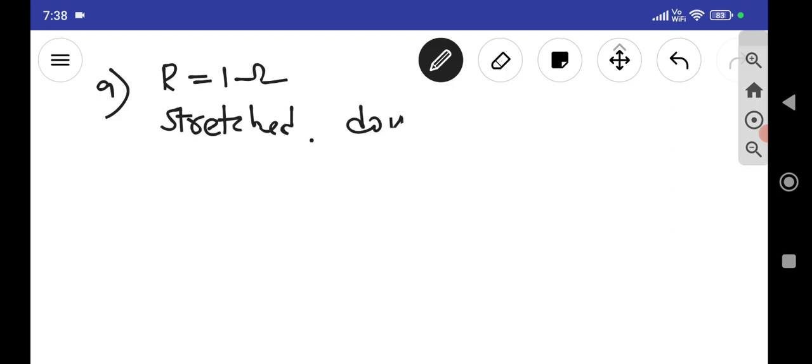Next, question number 9. So what is given? They have given that resistance is equal to 1 ohm and mentioned that it is stretched to double its length.